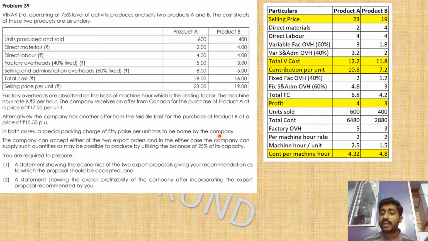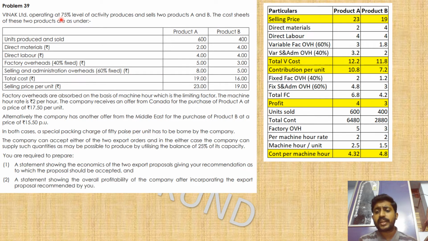Okay, so for that 50 paise per unit you have to spend. Okay, the company can accept either of the two export orders. So any one can be accepted, and in either case, the company can supply such quantity as may be possible to produce by utilizing the balance 25%. So here they have clearly said 75% capacity is already utilized. Only with the remaining 25% you have to serve either of the two offers.